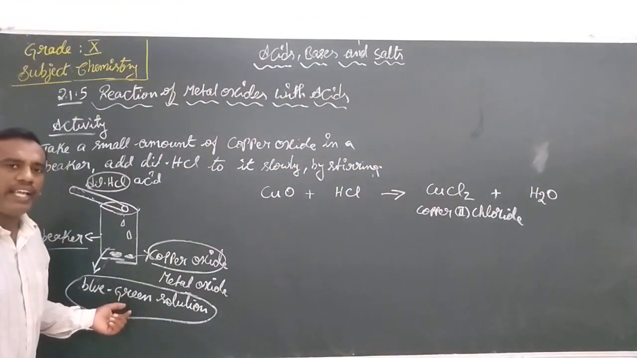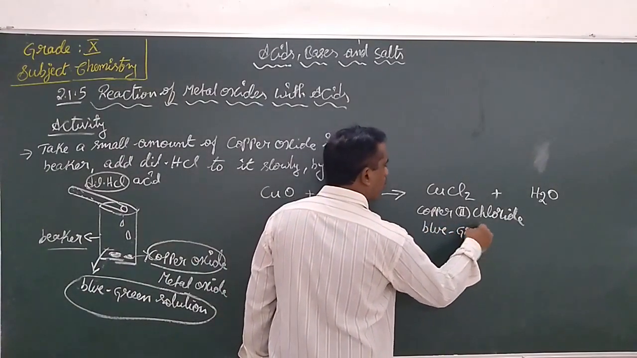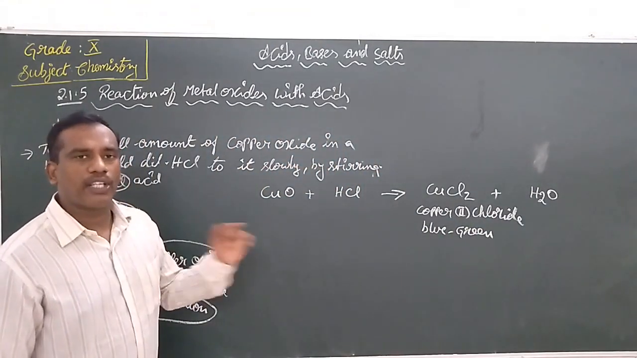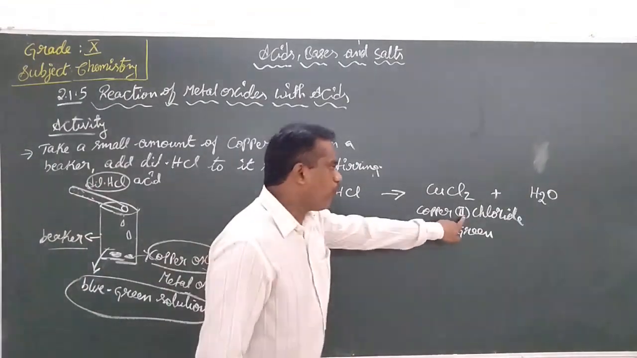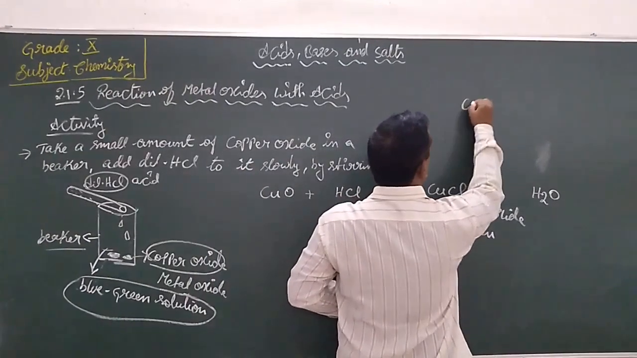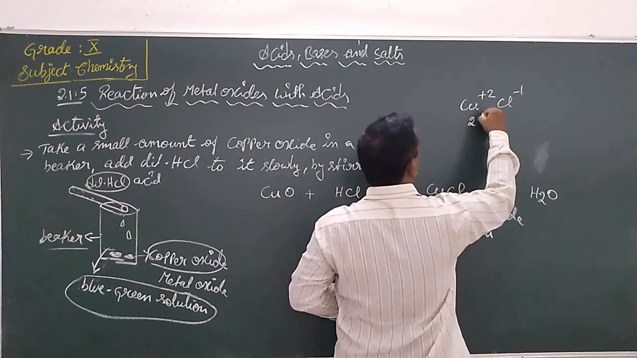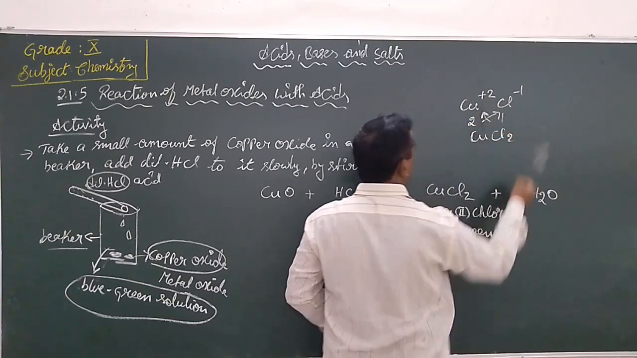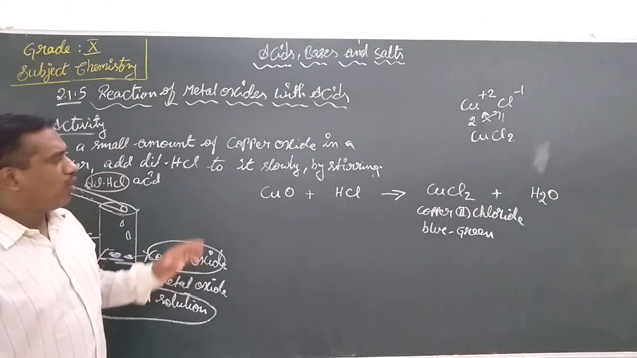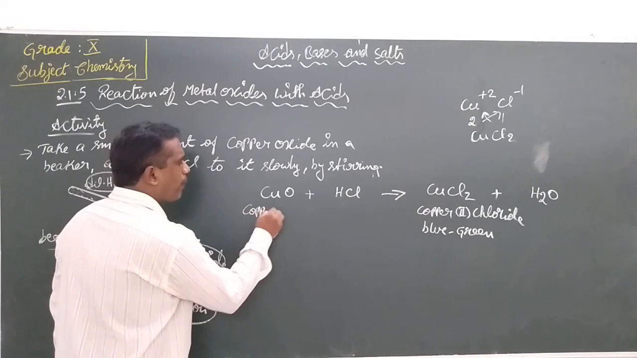The blue-green color is due to the formation of copper 2 chloride. This 2 indicates the oxidation state of the copper. You can see copper is in the +2, chlorine is in the -1. 2 and 1 crisscrossing, what do you get? CuCl2. Now shall we conclude what is the nature of copper oxide?